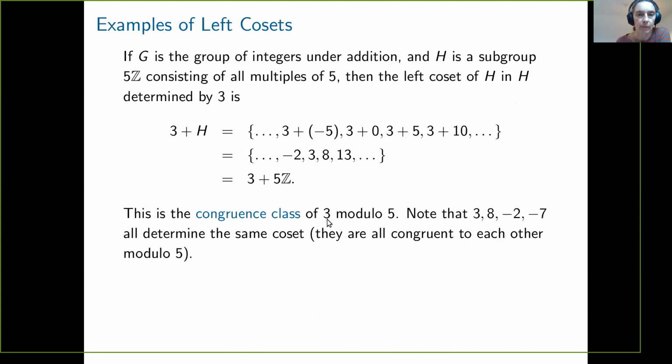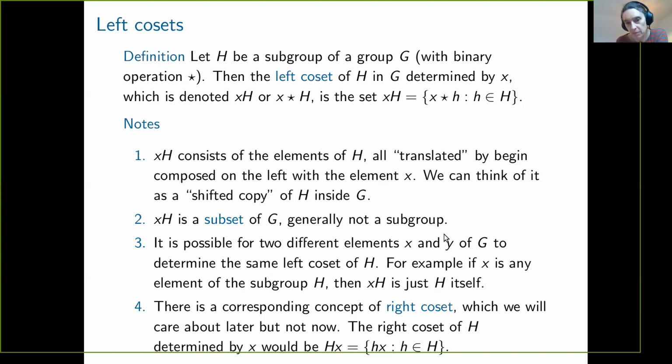Okay, third remark, it's possible for two different elements, X and Y of G, to determine the same left coset. Every element of G determines a left coset of H, but it's not necessarily true that different elements determine different left cosets. And to see that, think about the example, for instance, where X itself happens to be an element of the subgroup H.